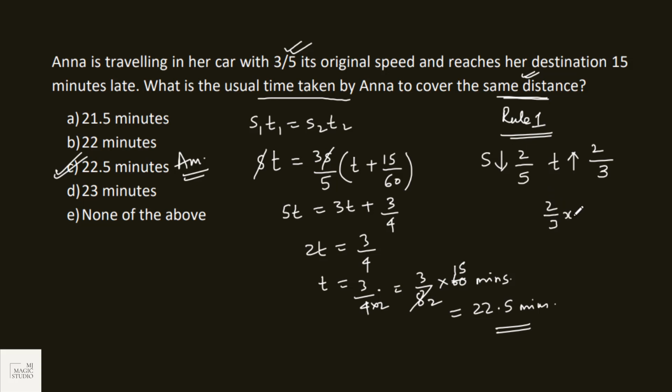That means 2/3 of usual time is 15 minutes. Usual time is 15 into 3, 45 by 2. That is 22.5 minutes. If you don't want to fall prey to the traditional method, go through the rule books and the examples set in it. Use it, you will get the answer in no time. Option C, 22.5 minutes.